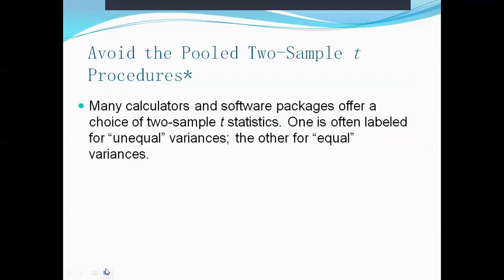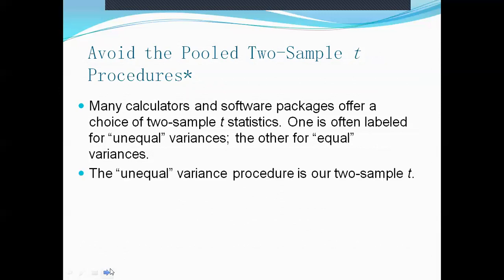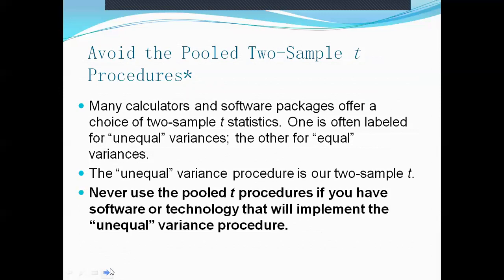Avoid the pooled two-sample t procedures. Many calculators and software packages offer a choice of two-sample t statistics. One is often labeled for unequal variances, the other for equal variances. The unequal variance procedure is our two-sample t. Never use the pooled t procedure if you have software or technology that will implement the unequal variance procedure.